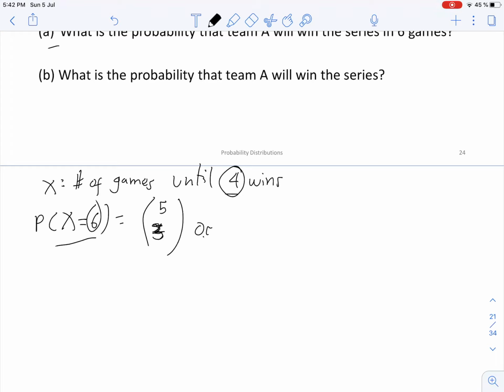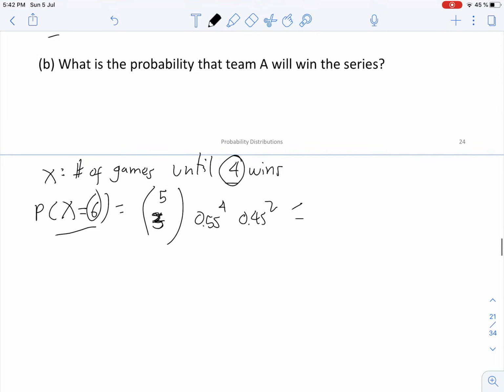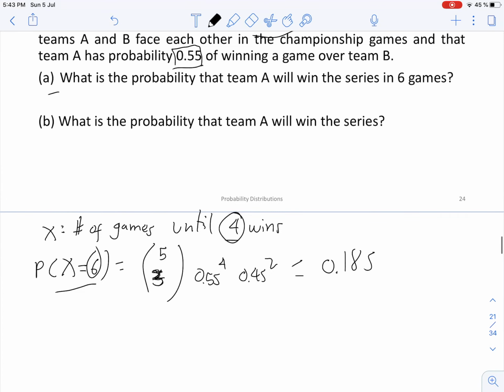Then the probability of success, 0.55, to the power of the number of successes, 4, right? And the number of fails will be x minus k, so this is the complement to the power of 2, right? So you will get that the probability that team A will win the series in exactly 6 games is 0.185.